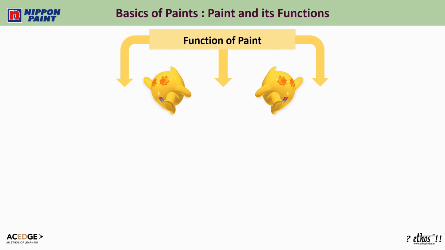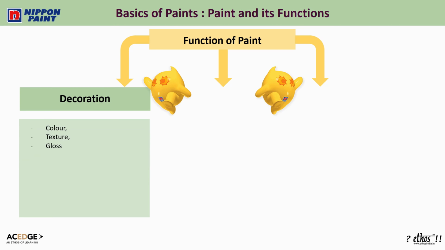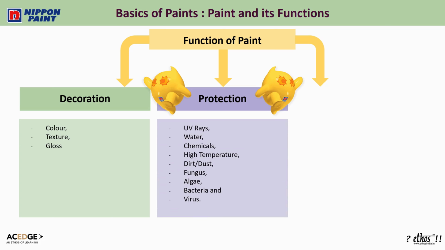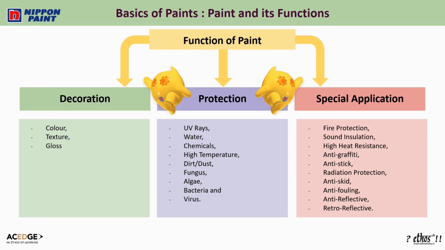Let us look at some functions of paint. We decorate our walls with various colors, textures, and gloss. The paint we use should have protective properties like protection from harmful UV rays, chemicals, bacteria, etc. Here are some functions listed out. They even have special applications like fire protection, sound insulation, heat resistance, and a variety of other applications as well.